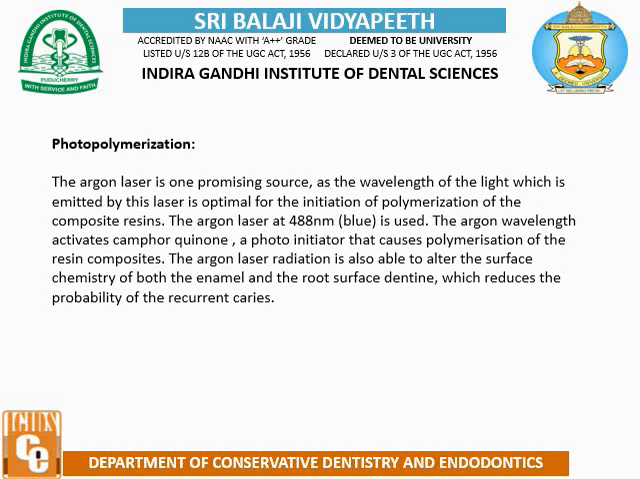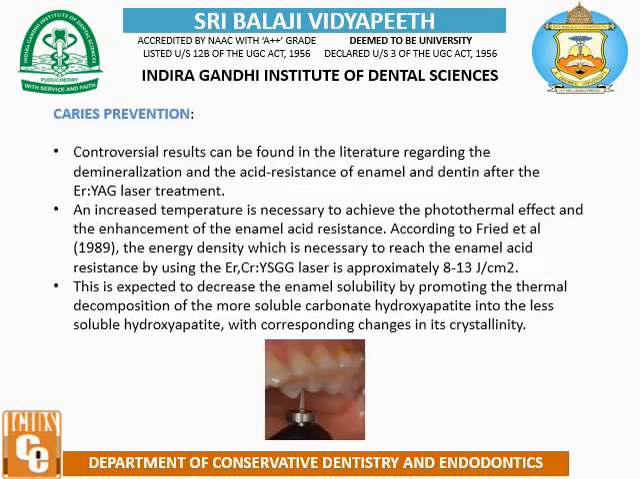Photopolymerization. The argon laser is one promising source, as the wavelength of the light emitted by this laser is optimal for the initiation of polymerization of the composite resin. The argon laser at 488 nanometers blue is used. The argon wavelength activates camphorquinone, a photoinitiator that causes polymerization of the resin composites. The argon laser radiation is also able to alter the surface chemistry of both the enamel and the root surface dentin, which reduces the probability of recurrent caries.